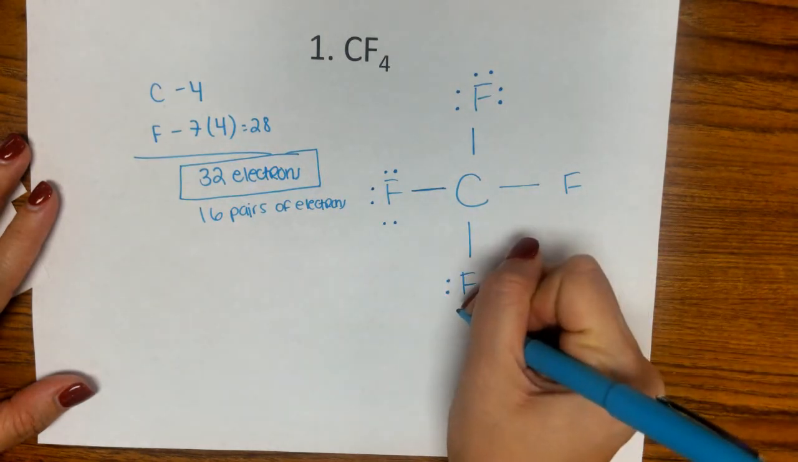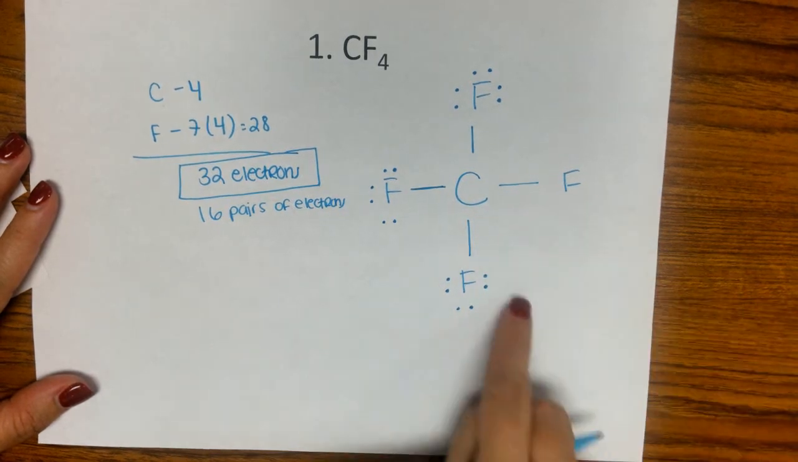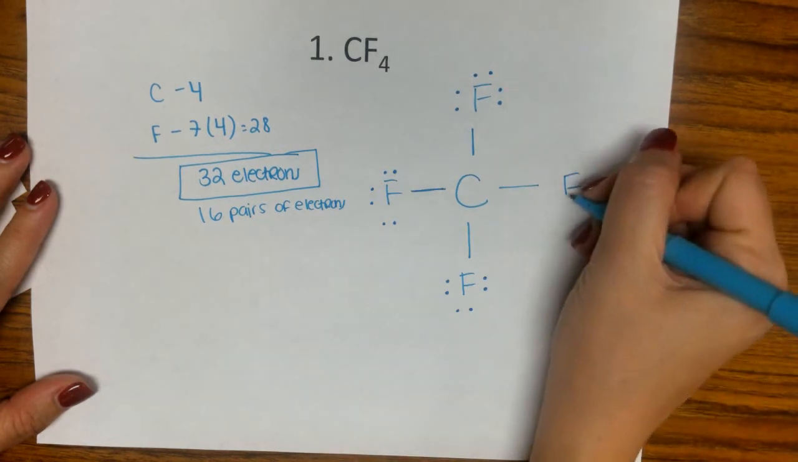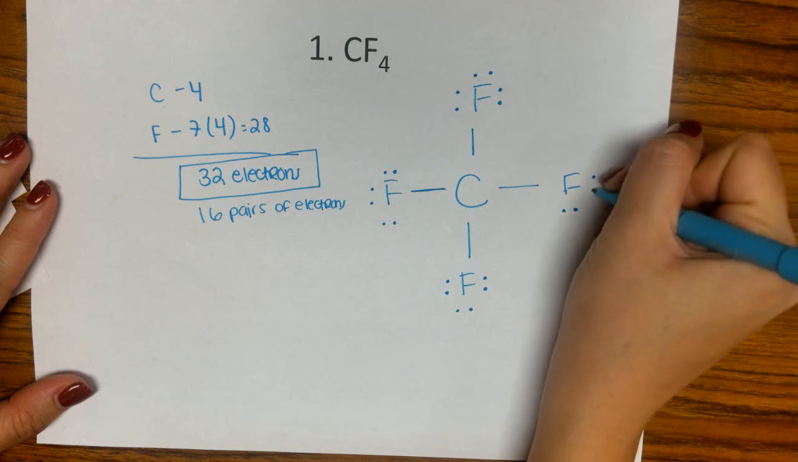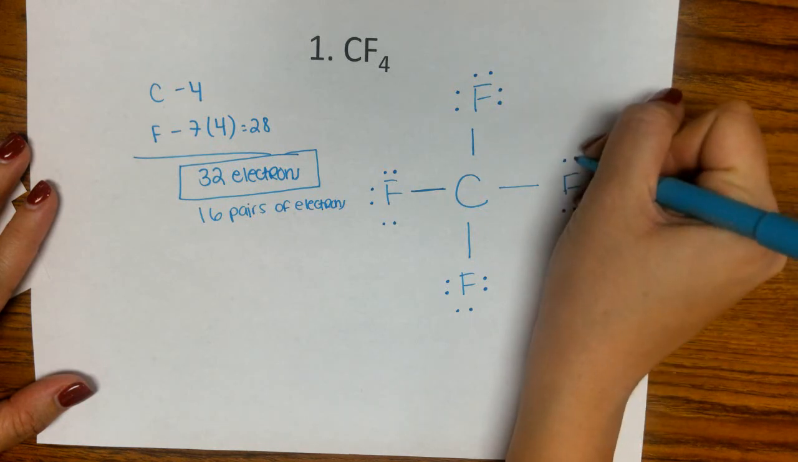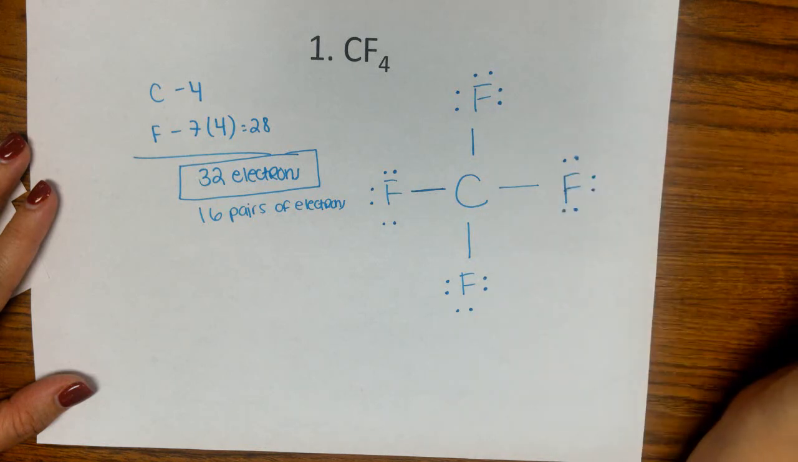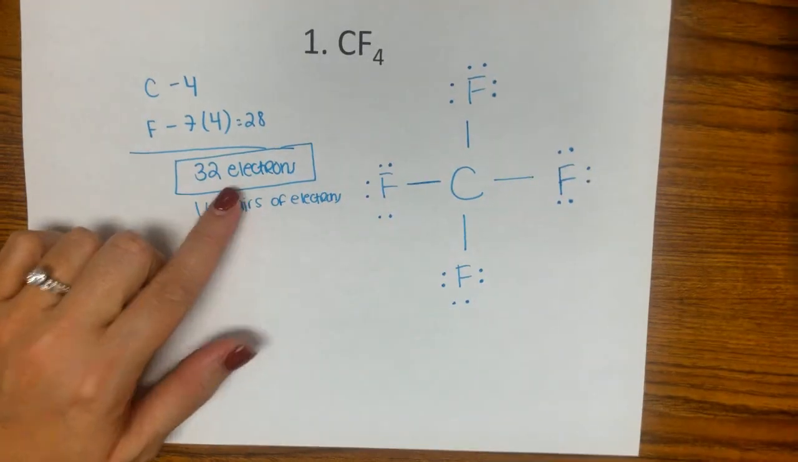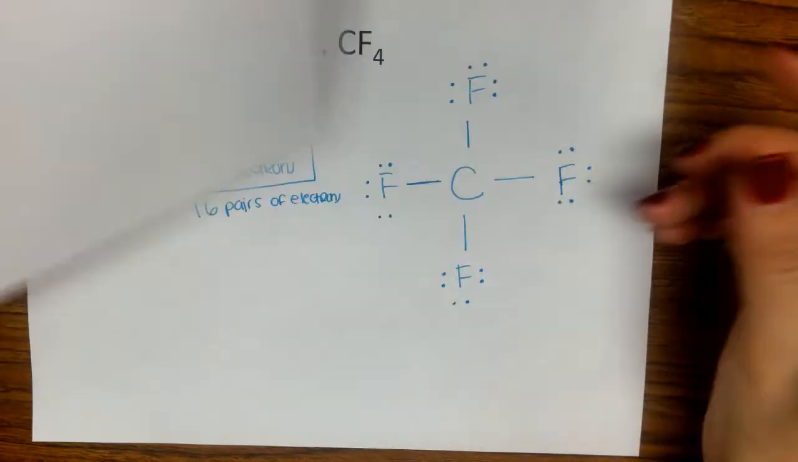22, 24, 26. This fluorine is good. It has 8. And that was 26 electrons. 28 electrons, 30 electrons, 32 electrons. And that F looks funny. So now I put down all 32 electrons. There are none left over because there was 32, and I put down 32, so I don't have any to put on the center atom.